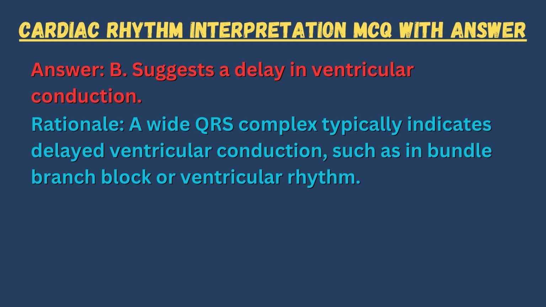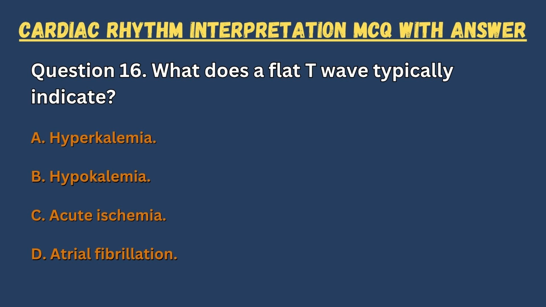Answer. B. Suggests a delay in ventricular conduction. Rationale. A wide QRS complex typically indicates delayed ventricular conduction, such as in bundle branch block or ventricular rhythm. Question 16. What does a flat T wave typically indicate?